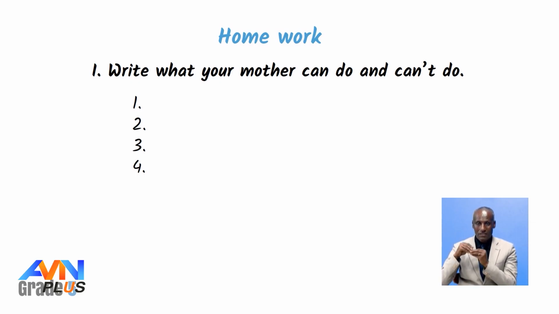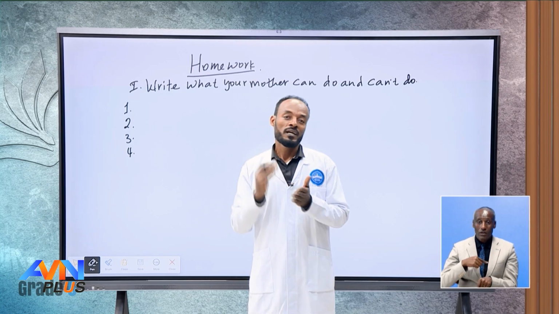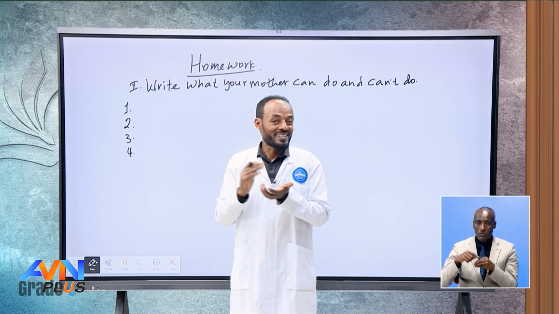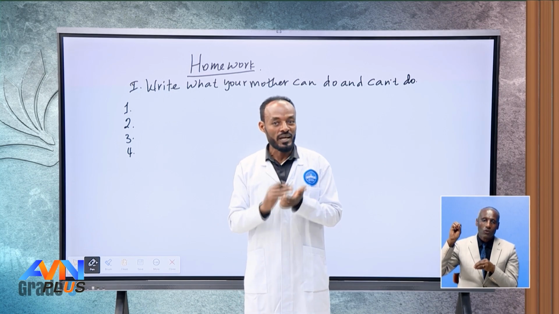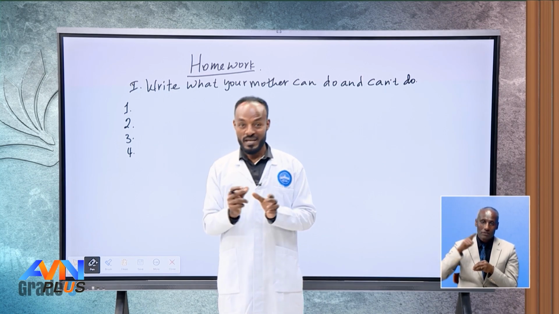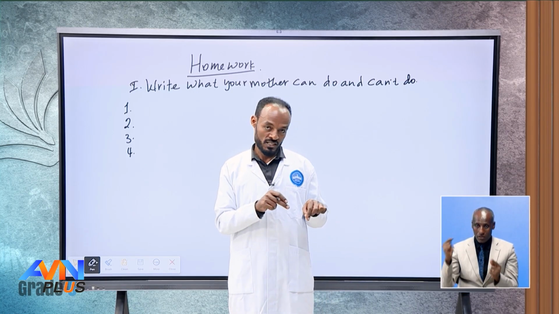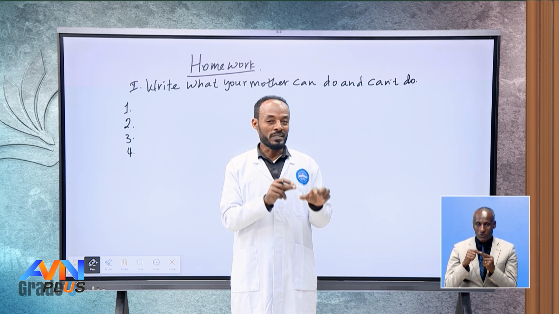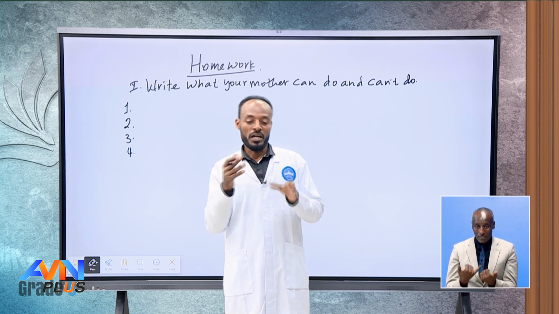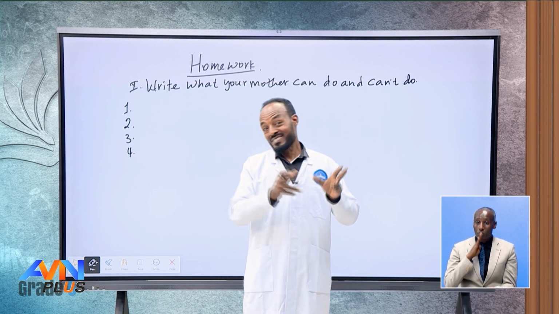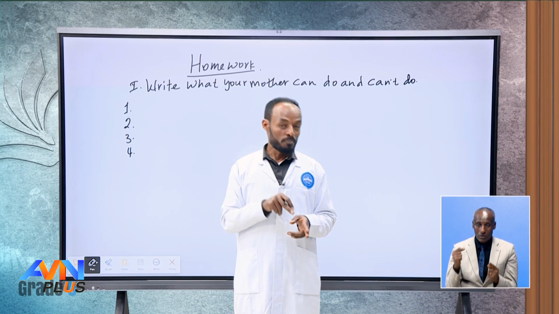Thank you, students. Let's summarize what we've talked today. Today, we've talked about modal verbs, just like can, could, and be able to. Can is used to express about ability in present tense. Could is used to talk about the ability in past. And be able to can be used either past or present.